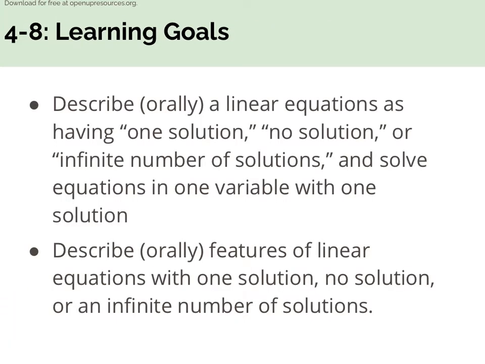So today's goals from the I can statement: we can describe orally linear equations as having one solution, no solution, or an infinite number of solutions. We can solve equations in one variable with one solution. We can also describe the features of linear equations with one solution, no solution, and an infinite number of solutions. Yesterday we kind of talked about this. Today we're going to talk about it again to make sure we understand what all of those mean.